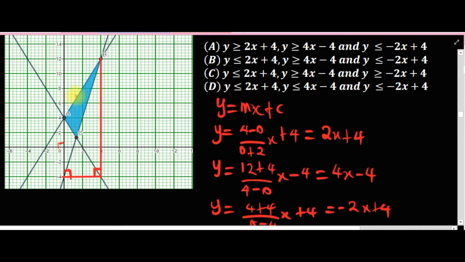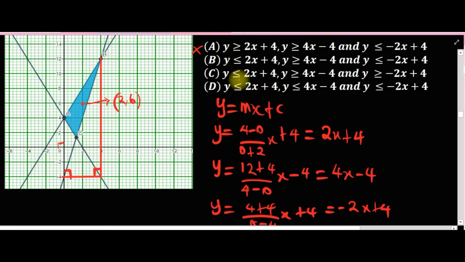What we have to do is just pick a point from the shaded region. I'll pick this point, where x is 2 and y is 6. So we test the point 2, 6 with this equation. 2 times 2 is 4, 4 plus 4 is 8. Is 6 greater than 8? No, 6 is not greater, so this option is off.